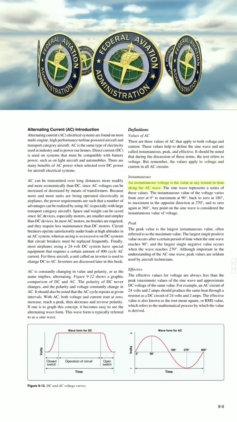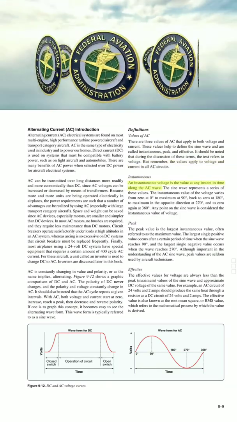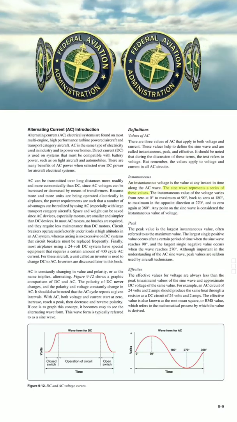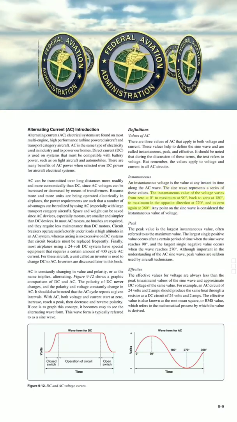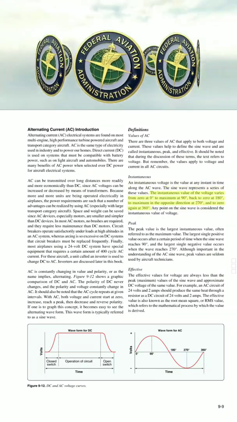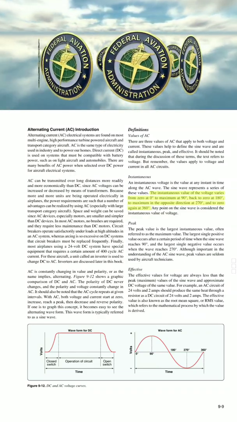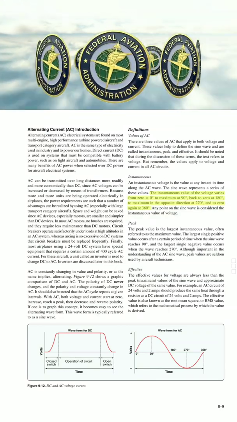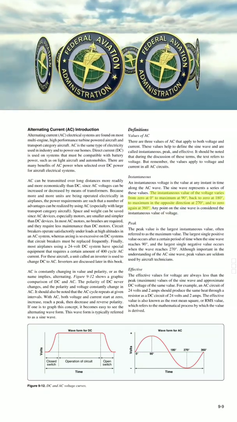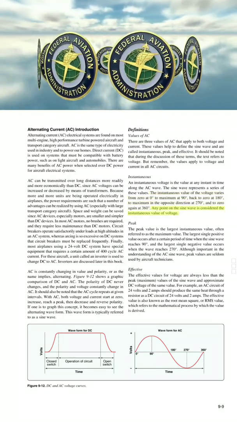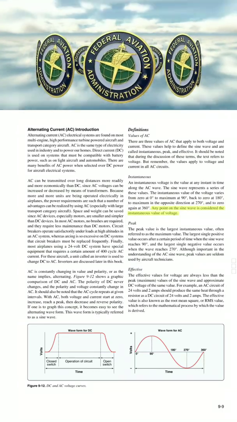Instantaneous. An instantaneous voltage is the value at any instant in time along the AC wave. The sine wave represents a series of these values. The instantaneous value of the voltage varies from 0 at 0 degrees to maximum at 90 degrees, back to 0 at 180 degrees, to maximum in the opposite direction at 270 degrees, and to 0 again at 360 degrees. Any point on the sine wave is considered the instantaneous value of voltage.